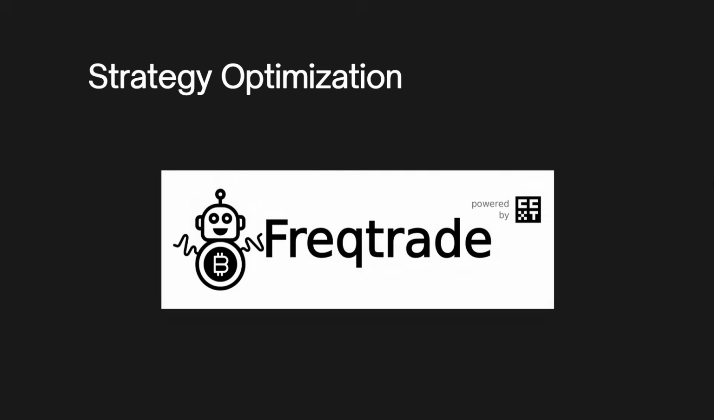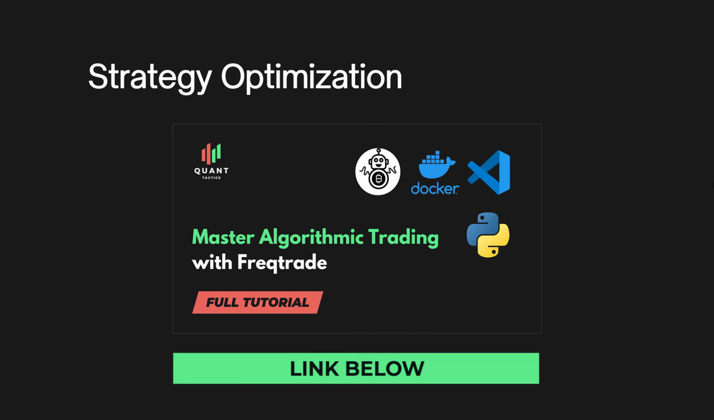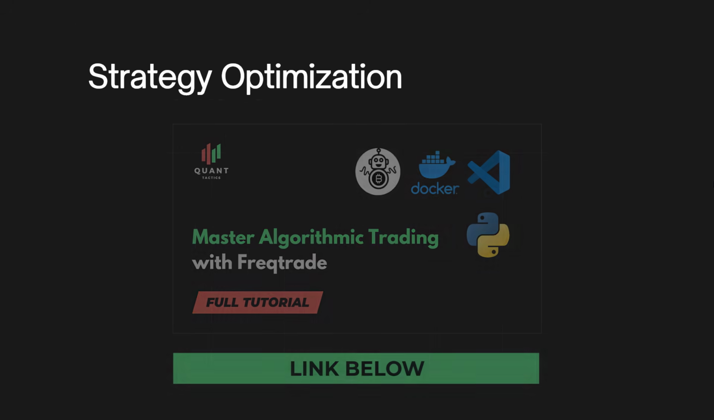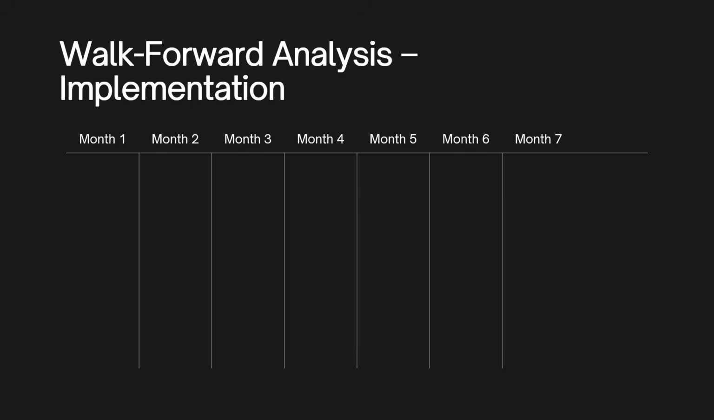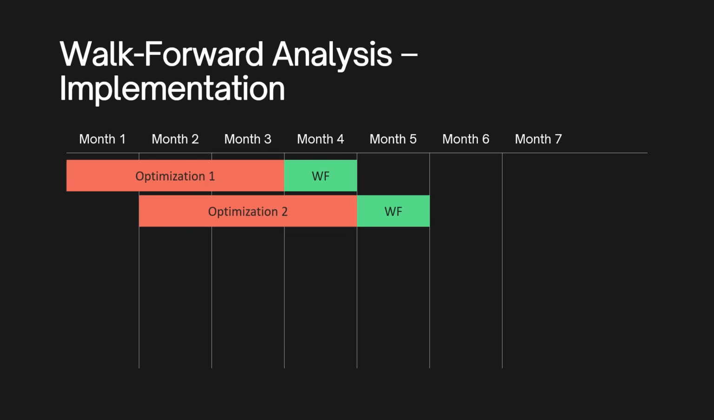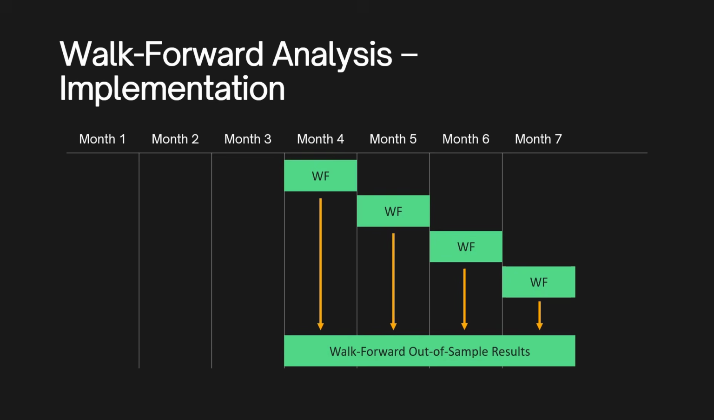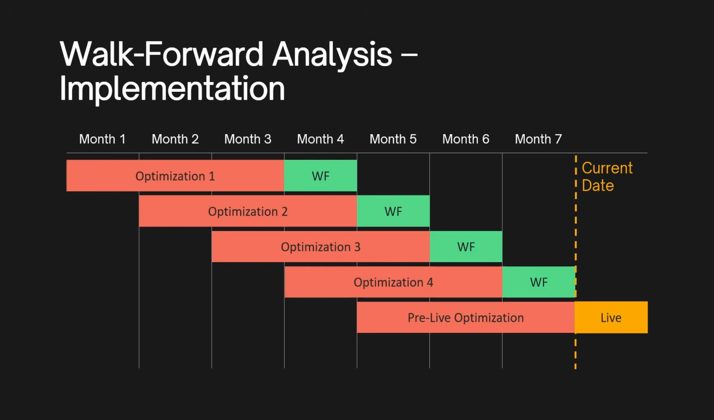Now that we've covered the strategy, let's dive into optimizing it for better performance using Freqtrade, a free open-source crypto trading bot built with Python. If you're interested in learning more about Freqtrade, be sure to check the link in the description for a complete Freqtrade course. Instead of optimizing once and hoping for the best, we rely on walk-forward analysis. This approach lets us continuously test the strategy on fresh, unseen market data as it evolves. By doing so, the strategy adapts over time, producing more reliable results and reducing the risk of overfitting.